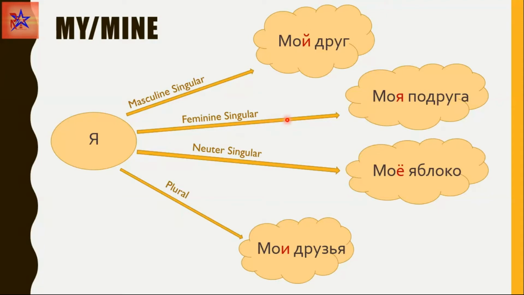For a feminine singular, you say моя подруга. Моя. For neuter singular, you use моё яблоко. My apple. For the plural noun, you need to say мои. Мои друзья.